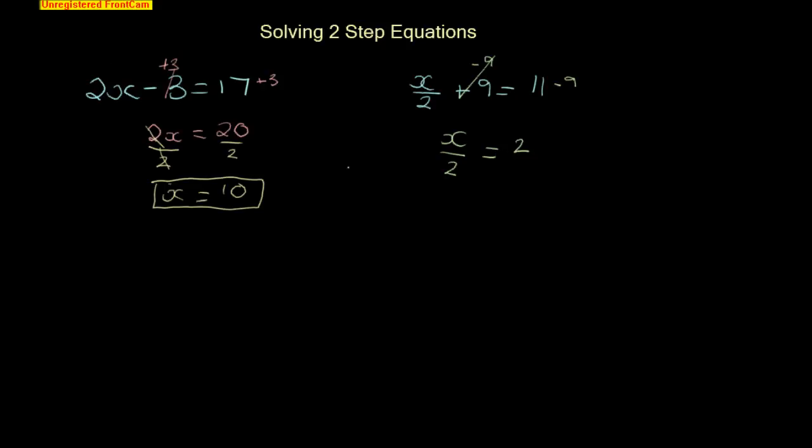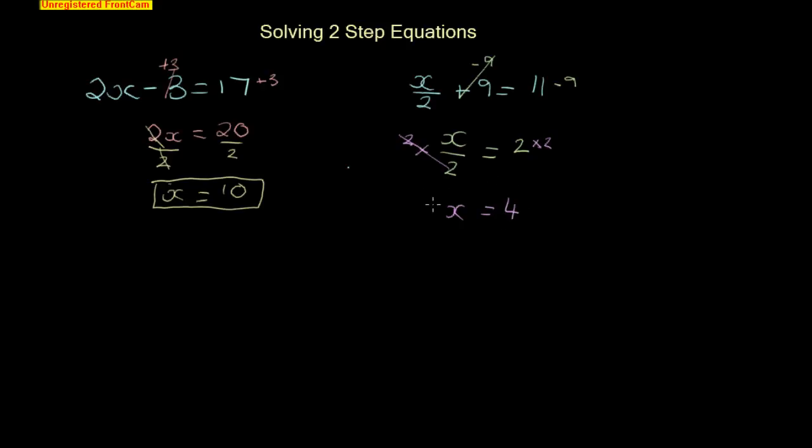Now we've still got x being divided by 2. The opposite of dividing by 2 is to times by 2, which will cancel it out. We're going to times this side by 2. So we're left here, this side with x is equal to 2 times 2 is 4.